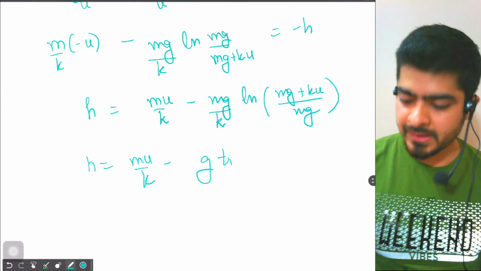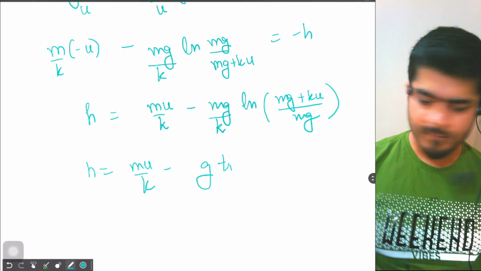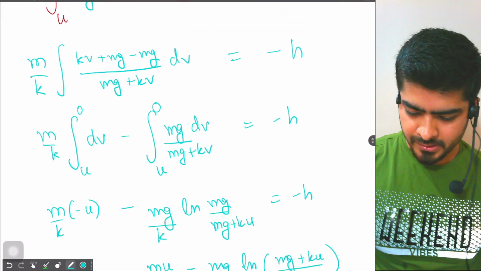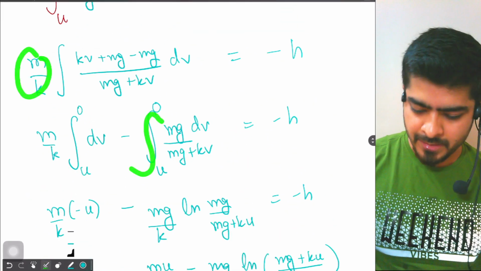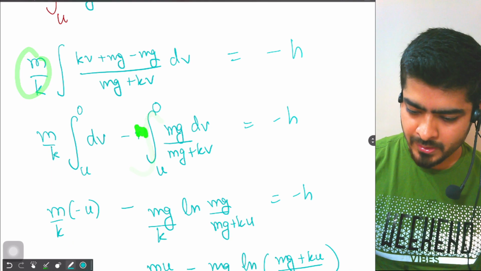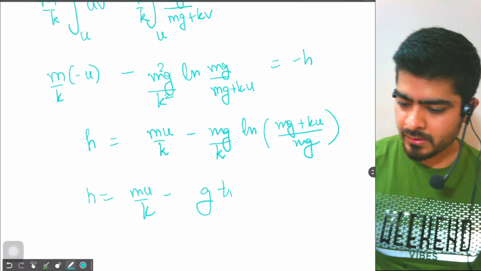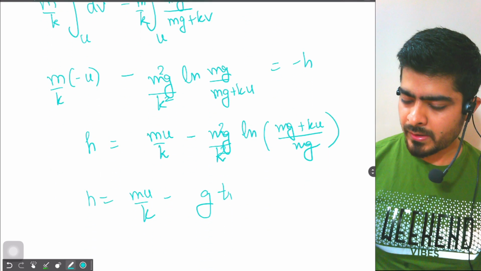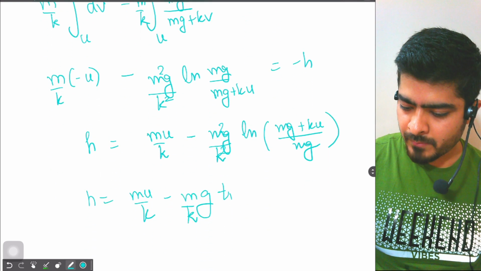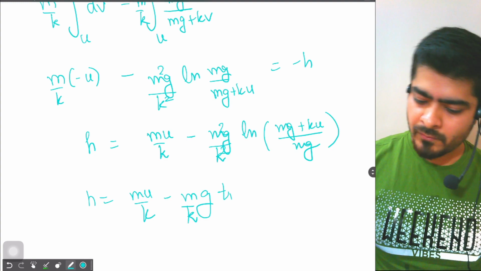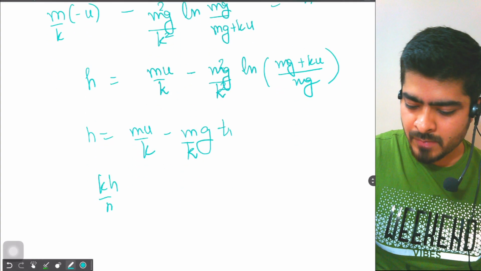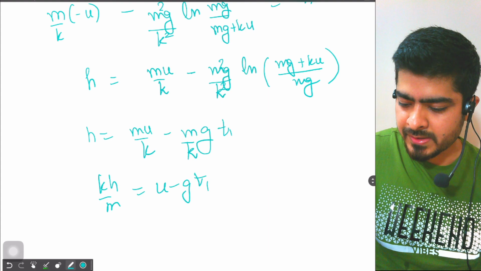So minus g t1. Okay, and I made one more mistake over here in integration. In this integration I need to multiply m by k. So m by k will be multiplied over here, right? So I have m square by k square, and we are left with one more m by k. So from here I get kh by m is equal to u minus g t1.